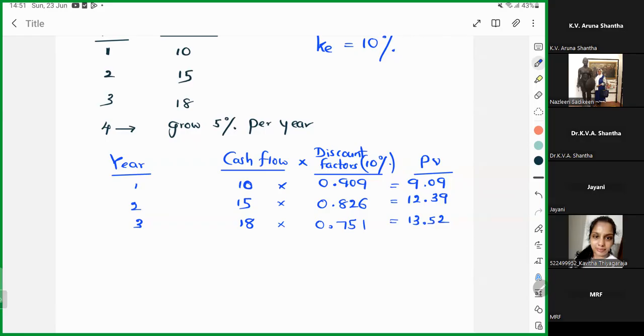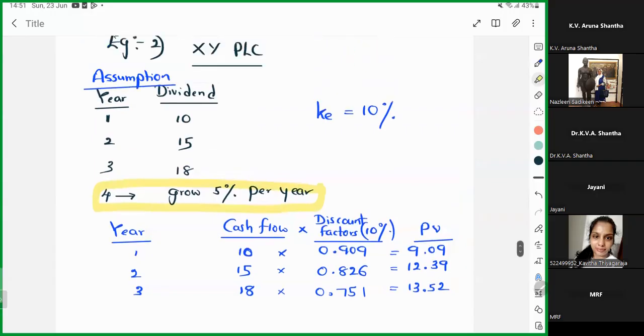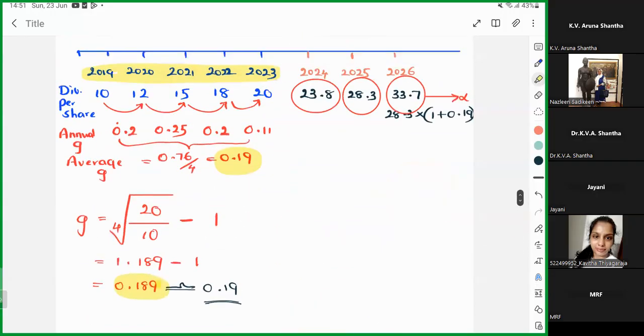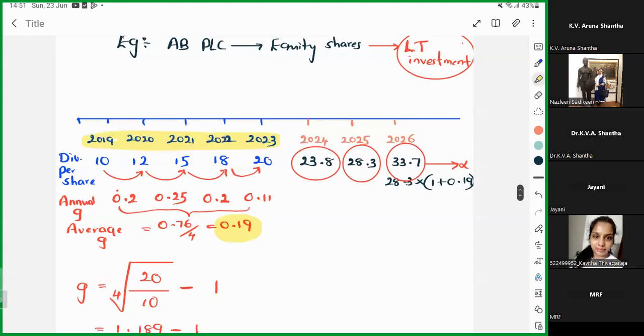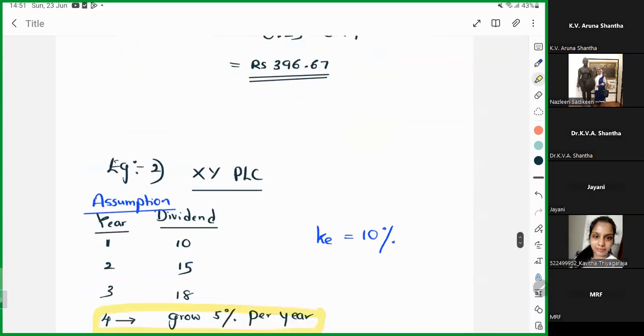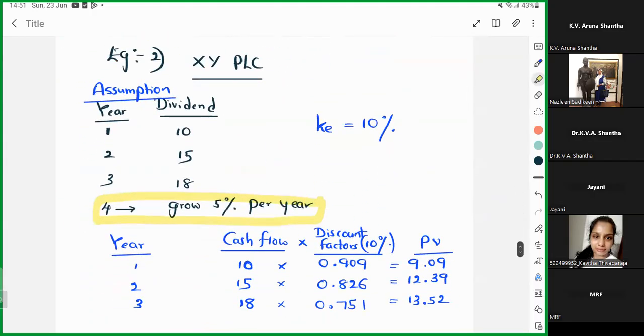Now these are the present value of the next 3 years' dividends. After that, the dividend grows at a fixed rate, 5%. So after that, the situation is like our previous example, where the dividend grows at a particular rate. In the previous example, the dividend grew by 19%. In this example, from the fourth year onwards, the dividend grows by 5%.